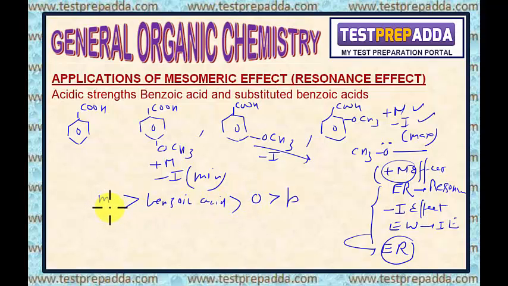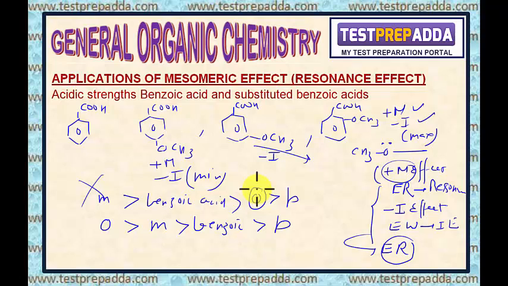But experimental data says that this order is not correct. The correct order as per the K values is ortho isomer greater than meta isomer greater than benzoic acid greater than para isomer. This is the correct order. Here you can see ortho was here, but now the ortho becomes number 1.